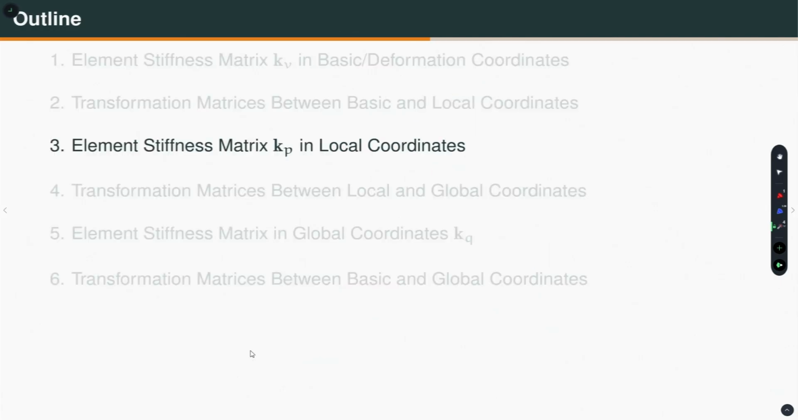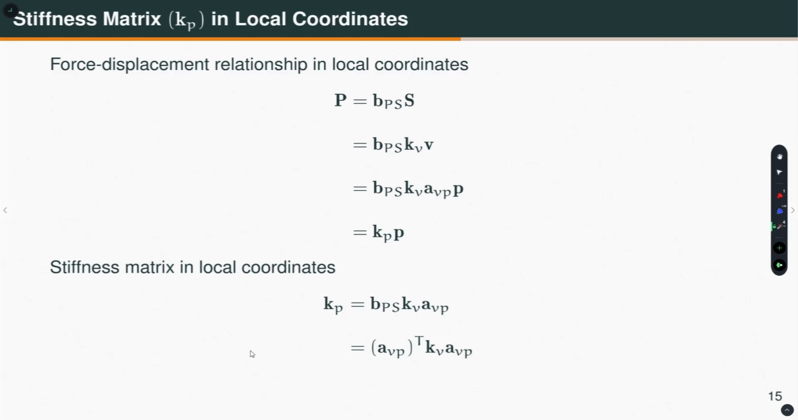Okay. So, with that, now let us talk about how we determine the element stiffness matrix Kp in the local coordinate. Okay. So, the force displacement relationship in the local coordinate, capital P, remember, capital P are my vector of forces, right. Capital S is the vector of forces in the deformation coordinate and this is in the local coordinates. So, capital P is equal to BPS into S, which we just now derived. So, I can write S is equal to Kv into V, because this also we have derived. This is the force is equal to stiffness matrix into deformation.